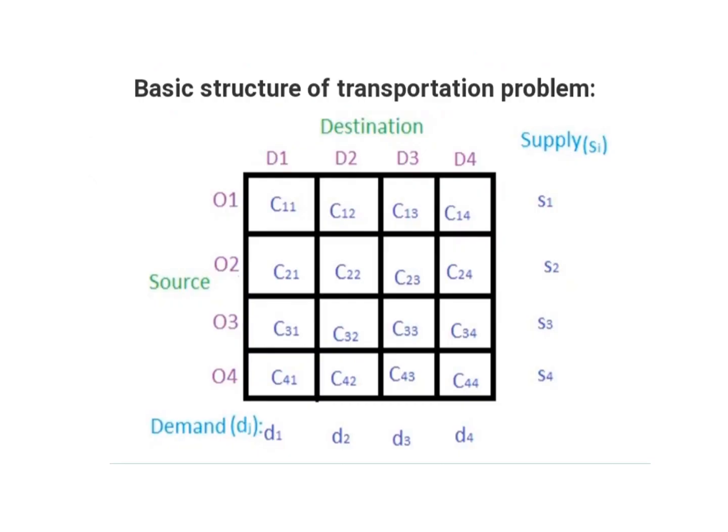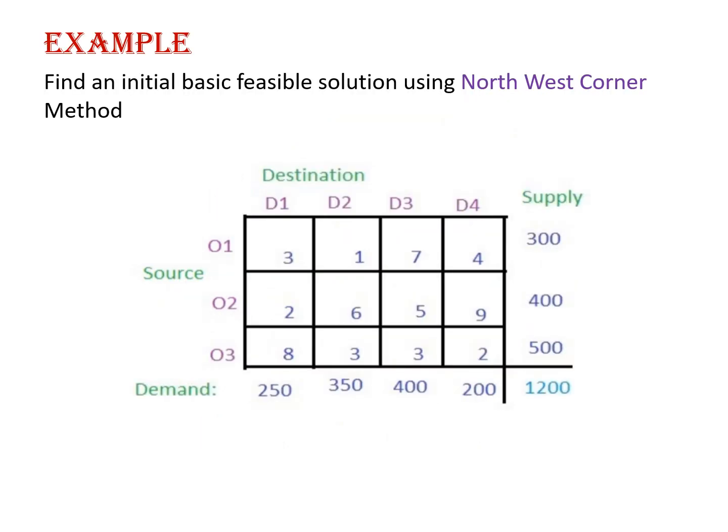This is the basic structure of a transportation problem. Here, four sources are O1, O2, O3, O4. Four destinations: D1, D2, D3, D4. Supplies are denoted by S1, S2, S3, S4. Demands are denoted by D1, D2, D3, D4.